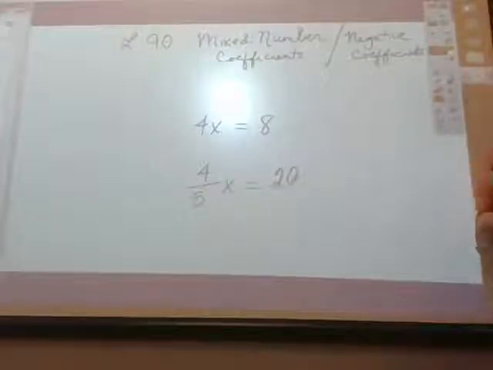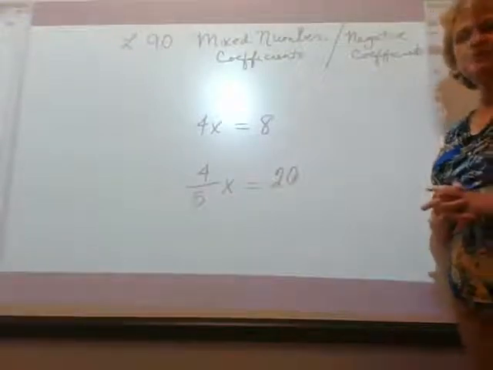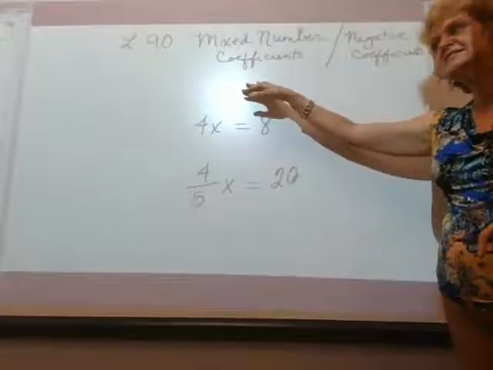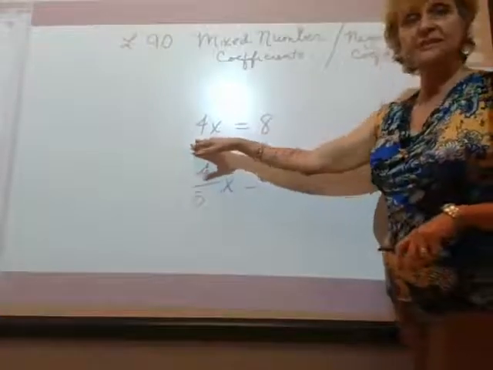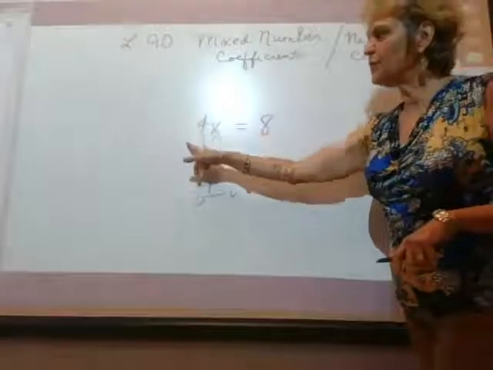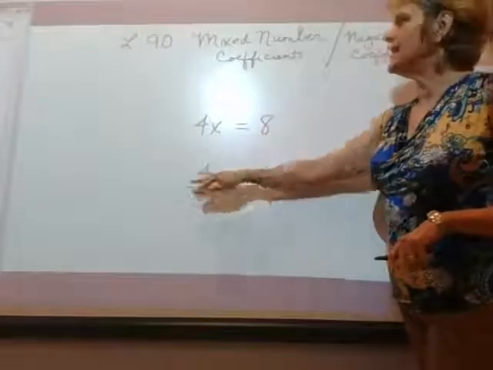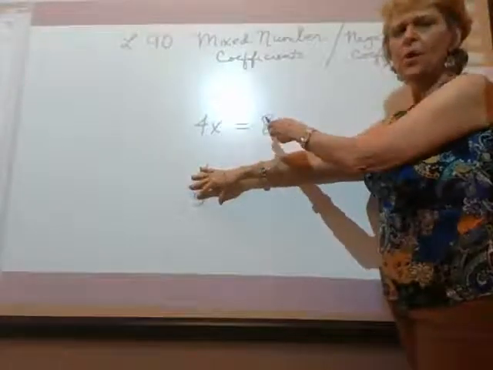Sixth grade. We are on lesson 90 already. Amazing. So, mixed number coefficients. Remember, coefficients are the numbers in front of the letter. Okay, so 4 is the coefficient here.